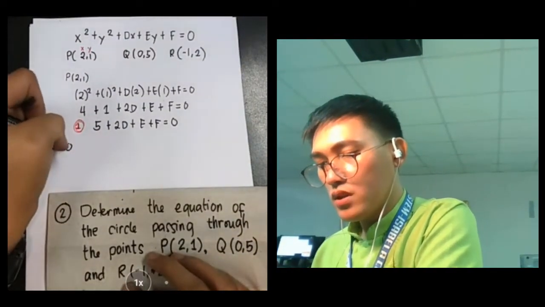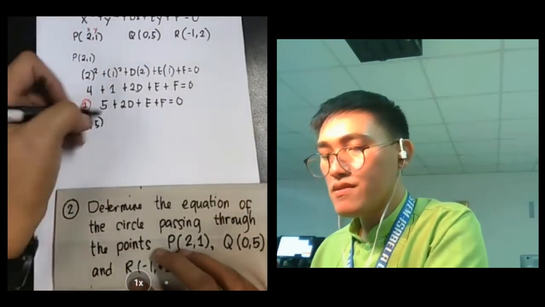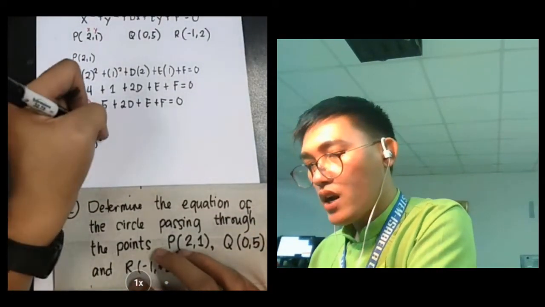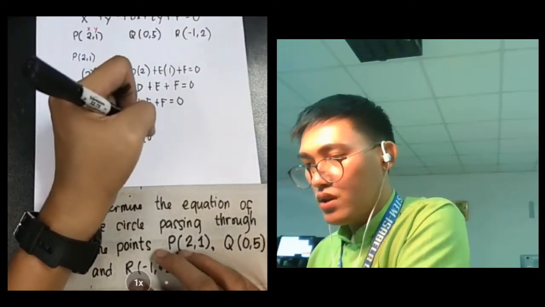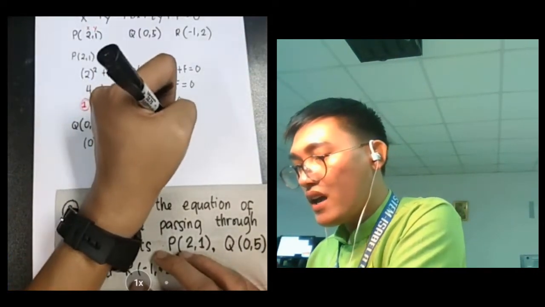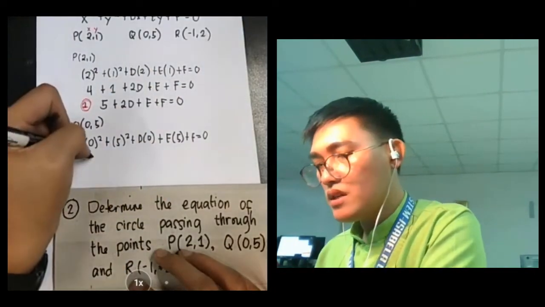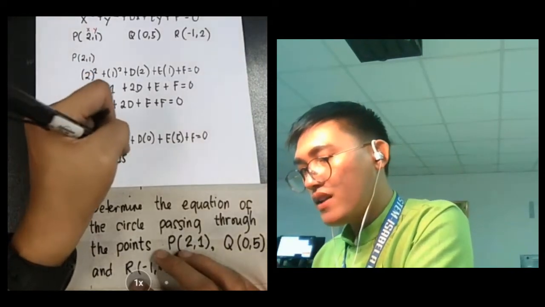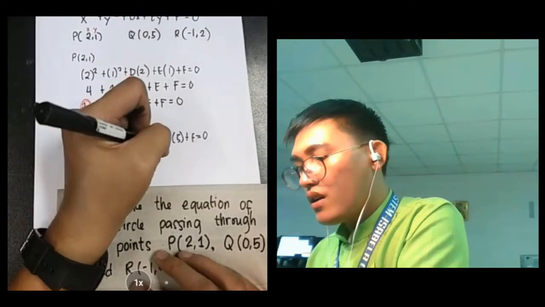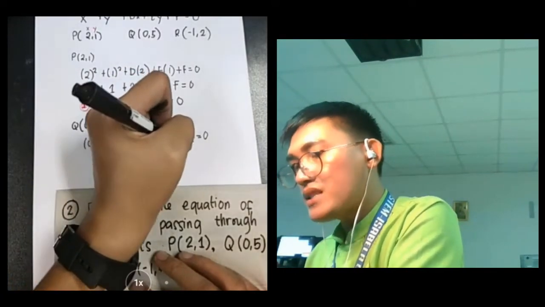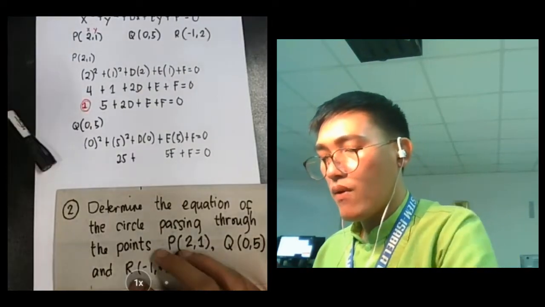Let's go to point Q. Point Q is (0, 5). Let's continue. That would be 0 squared plus 5 squared plus d times 0 plus e times 5 plus f is equal to 0. 0 squared is 0, 5 squared is 25, d times 0 is 0, plus 5e plus f is equal to 0. This will be now our equation number 2.